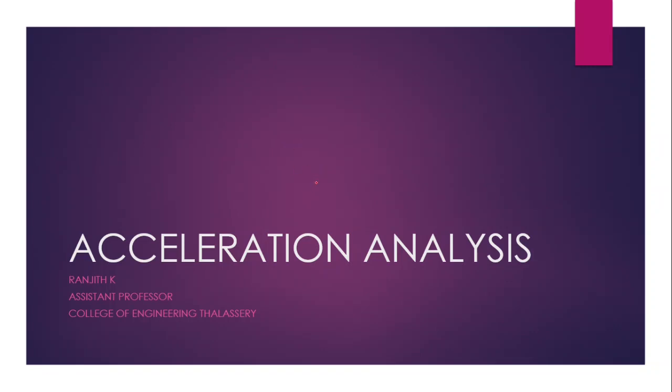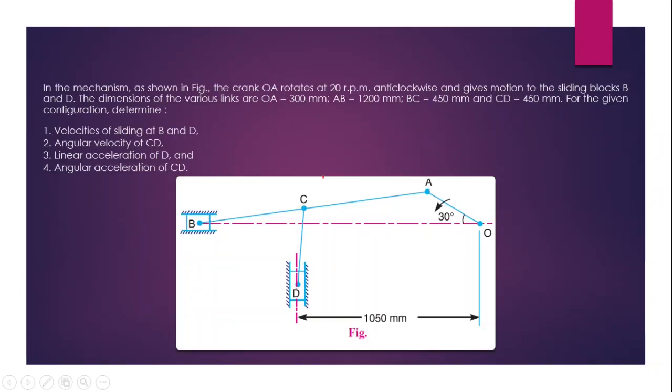Today we will discuss some problems related to acceleration analysis. And here is the question. In the mechanism as shown in the figure, the crank OA rotates at 20 rpm anti-clockwise and gives motion to the sliding blocks B and D. Here there are two sliding blocks, the first one B and the second one D.